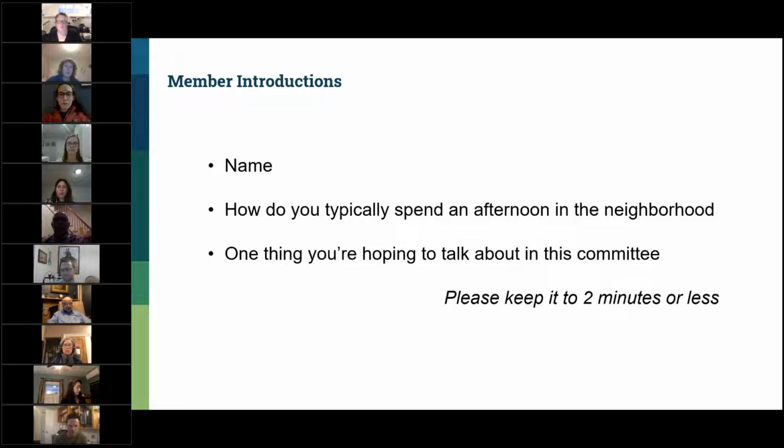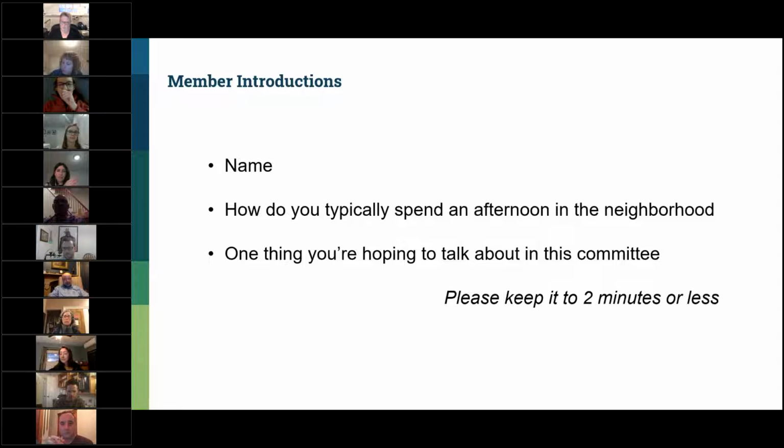So the first third of this meeting, we wanted to hand off to everyone and do a round of introductions. We had a brief intro piece. I know a lot of folks have already met some people, but they haven't met everyone. And so we wanted to give a chance to meet everyone. We are, of course, missing a couple of people, and so we'll do introductions with them when they join next time. So the first questions here are just name, how would you typically spend an afternoon in Gilman Square, and one thing you're hoping to talk about with the group.